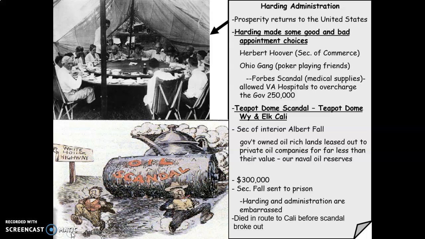The Forbes scandal, medical supplies allowed VA hospitals to overcharge the government $250,000. The one that you need to know that's underlined in bold here is the Teapot Dome scandal in Wyoming and Elk Hills, California. Secretary of Interior Albert Fall let the government-owned land, which had oil on it, be leased out to private companies for far less than its value. These oil reserves were for our Navy, and as you see here, it cost us $300,000. Albert Fall was actually sent to prison for this, and the Harding administration is extremely embarrassed.